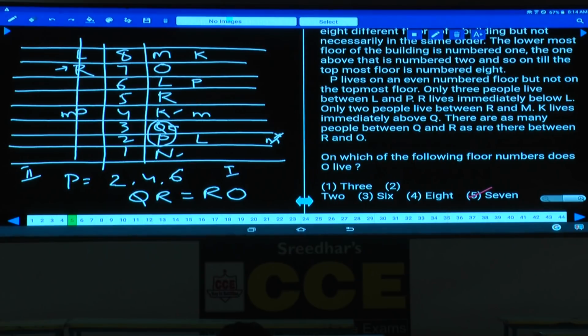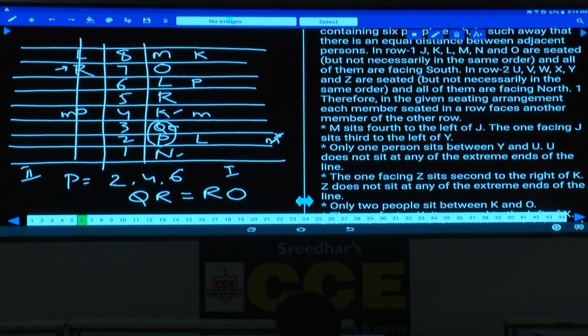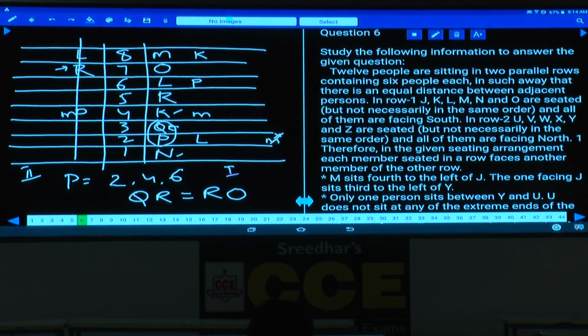Now this is about question numbers 1 to 5, floor arrangement, 8 floors, 8 different persons live on 8 different floors of a building. Done with this? Then question number 6 to 10. Now in this question number 6 to 10, here 12 people are seated in 2 parallel rows containing 6 people each.